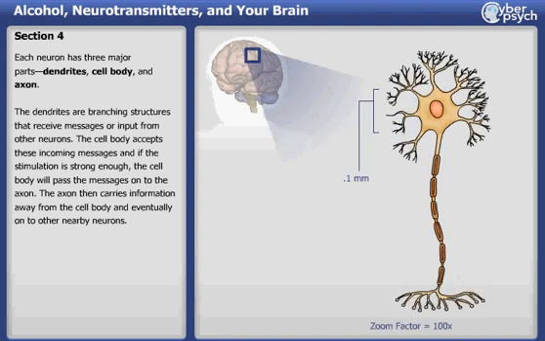Each neuron has three major parts: dendrites, cell body, and axon. The dendrites are branching structures that receive messages or input from other neurons. The cell body accepts these incoming messages, and if the stimulation is strong enough, the cell body will pass the messages on to the axon. The axon then carries information away from the cell body and eventually on to other nearby neurons.